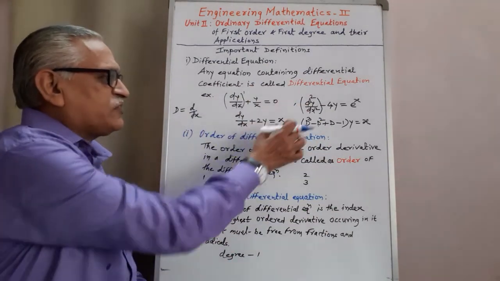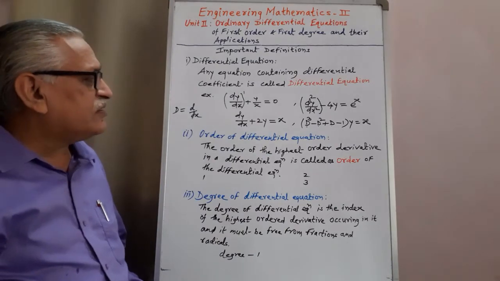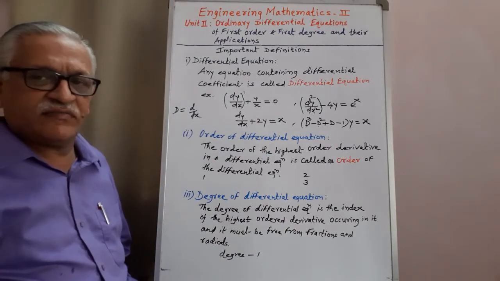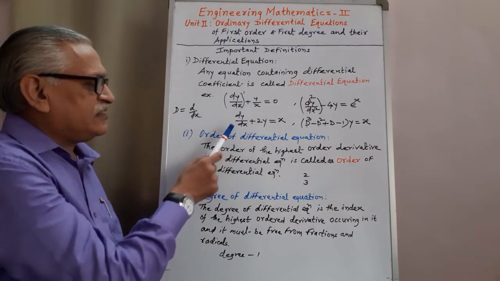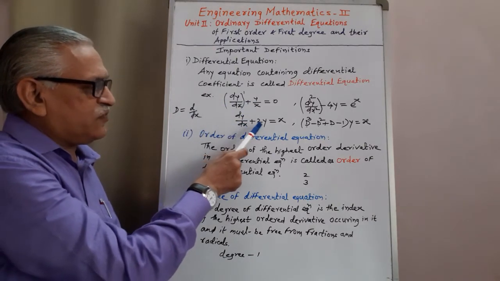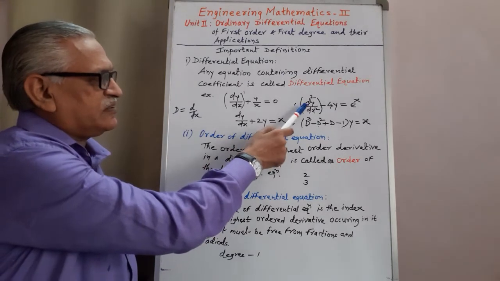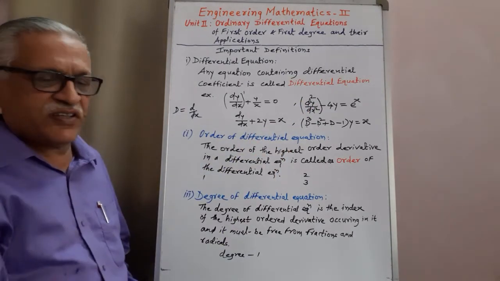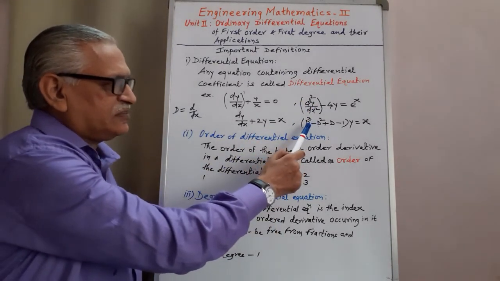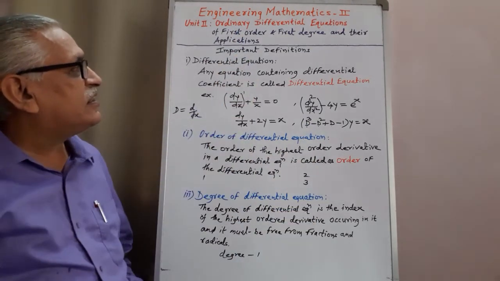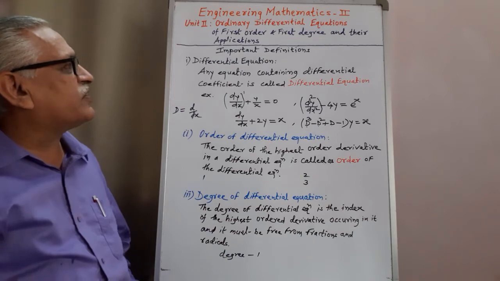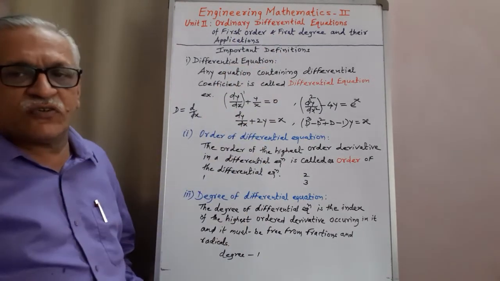Therefore all the examples are with degree 1. This is first order first degree. Second example, first order first degree. Third, second order first degree. Fourth, third order first degree. In your syllabus, the type of the equation is first order first degree only.